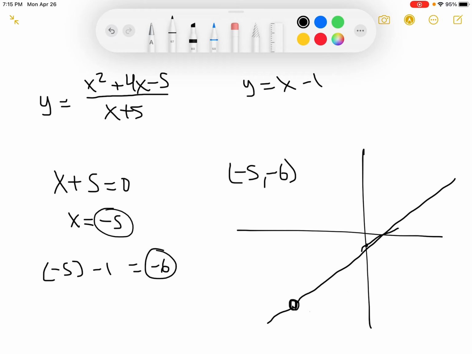You could actually go through it. Just pretend like it goes through it. And that's where our hole is, so it doesn't apply right there. So that's what holes and discontinuities are.